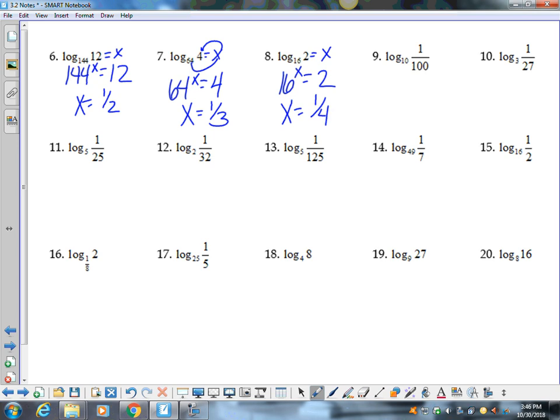Okay, now I'm going to crank it up a little bit. Let's look at this one. 10 to the x equals 1 over 100. Okay. I challenge you to pretend that you don't notice that one of these is a fraction and one of these is not. Just think about what power can get you from a 10 to 100. Well, that's a square, so I'm going to square it. That'll get me from a 10 to 100.